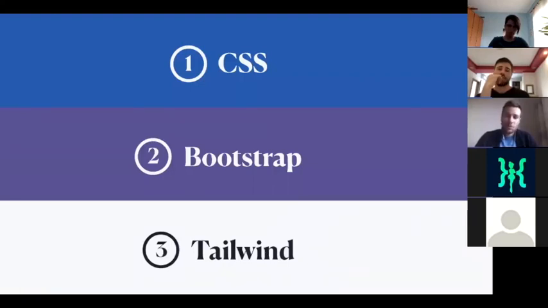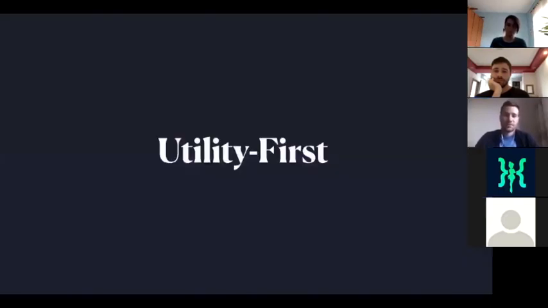When I'm comparing things, these will be the visual cues: a blue background color means it's a CSS example, purple is Bootstrap, and white is Tailwind. With that in mind, I would first like to start explaining exactly what the utility-first approach means and looks like.